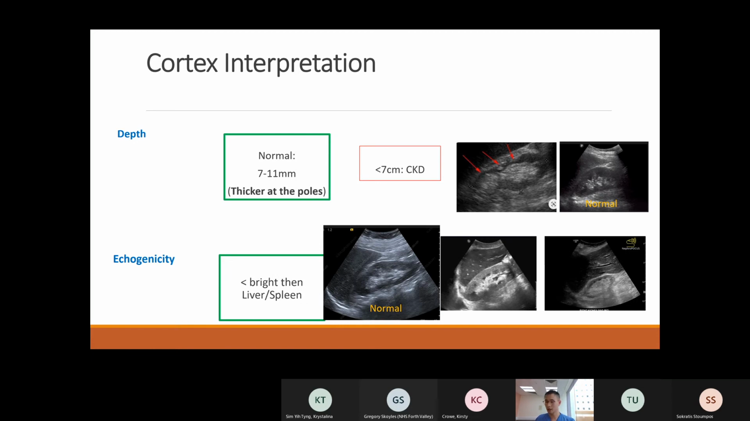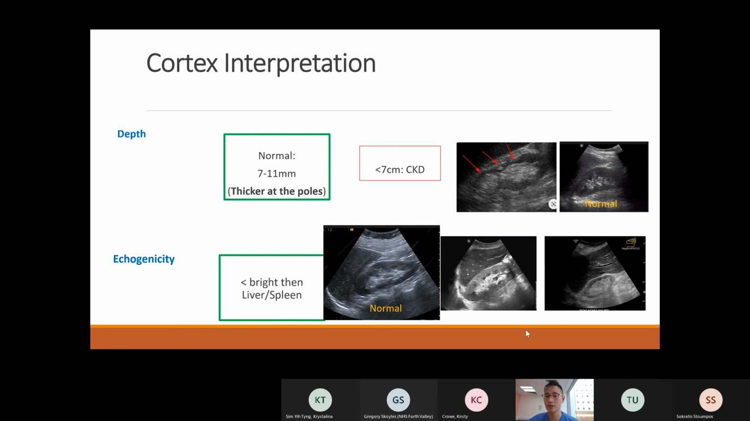Now, whilst it indicates chronic damage, it can also indicate acute kidney damage, because things like your casts, like your myeloma casts, or infiltrative diseases, will increase the density of your cortex.